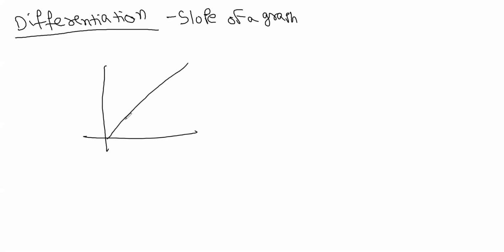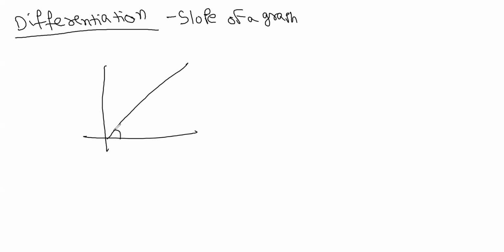Before proceeding to differentiation, just one thing: differentiation is nothing but the slope of a graph directly. Slope, in the sense that, if it is a normal straight line, then the slope is constant.